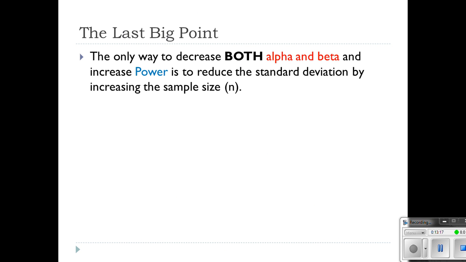So the last big point basically is this. The only way to decrease both alpha and beta and increase the power, because remember, power is good, alpha and beta are bad because they represent the probabilities of our type 1 and type 2 errors, is to reduce your standard deviation by increasing the sample size. So I hope this summarized everything in a way that makes a little bit more sense.